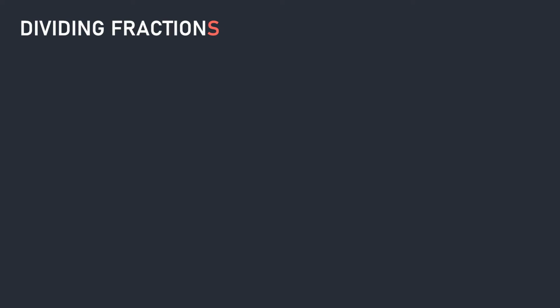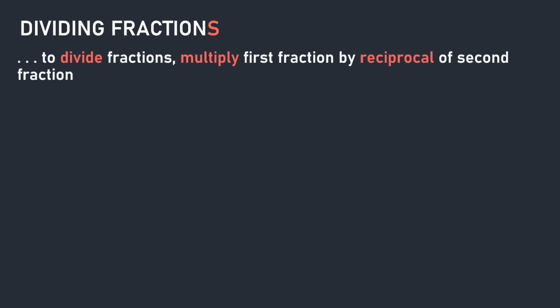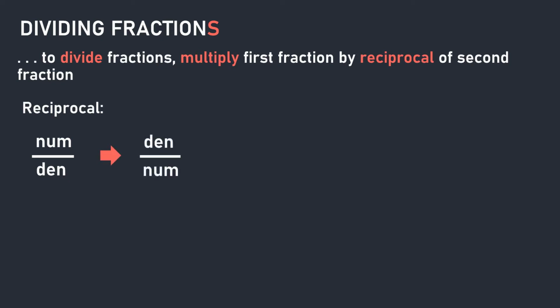To divide fractions, we almost do the exact same thing as multiplying, except that we multiply the first fraction by the reciprocal of the second fraction. So first of all, what does reciprocal even mean? A reciprocal of a fraction is simply when you swap the value of the numerator with the denominator. So going with an example, the reciprocal of the fraction 3/5 is simply 5/3.